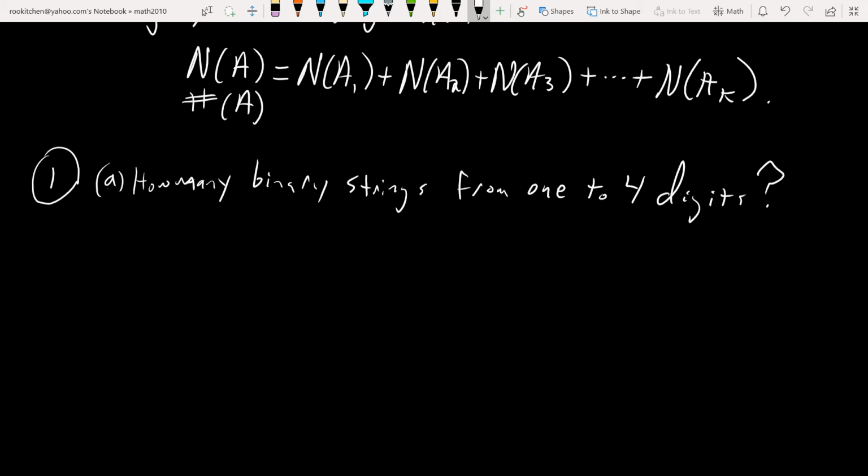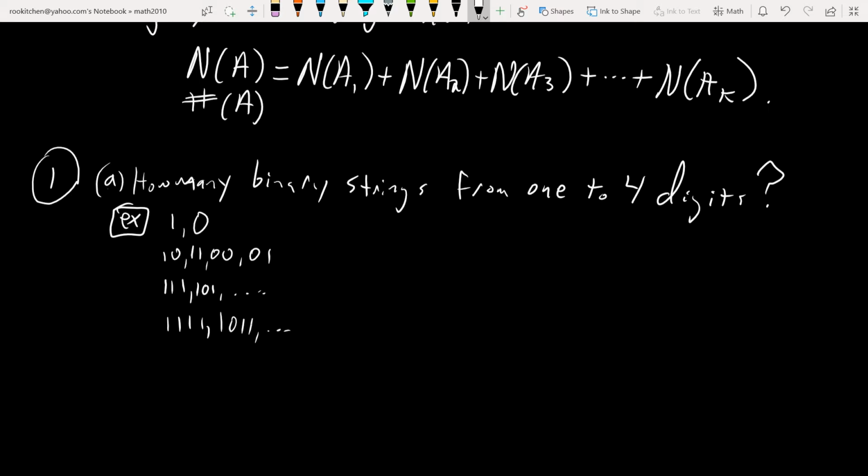And you could list some of them if you're not sure what they're talking about. So 1 digit long strings would be like 0 and 1. There's only 2 of them. And then 2 digit long strings, well, there's 1 0, 1 1, 0 0, 0 1. So there's 4 of those. And then 3 digit strings, 1 1 1, 1 0 1, etc. And then we also need the 4 digit strings, 1 1 1 1, 1 1 0 1, etc.